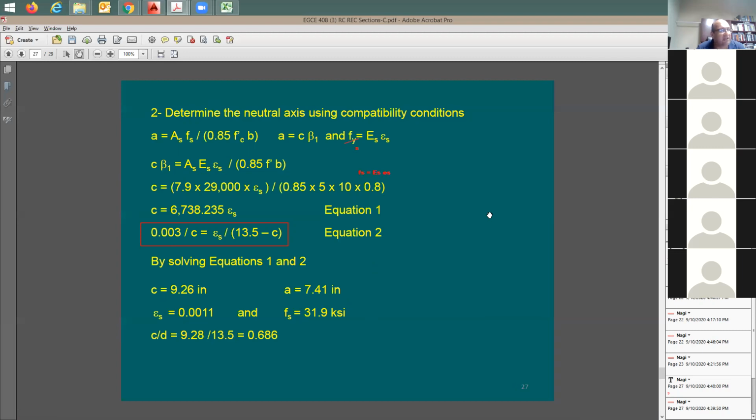In the first example, I just made it simple. I said, let me assume the strain in the steel is going to be higher than the yield point, and therefore the stress in the steel is going to be equal to F sub y. With that, I have just one unknown, which is the C or the A. But if the steel is not yielding, it's going to be a little bit more complex, like in here. This is going to be a very good exercise for you. Once you have the time, try to resolve this problem again.